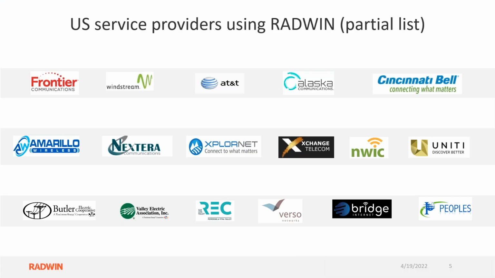Just a little sampling of some of the partners that we use. These are primarily ones here in North America, US and Canada. A couple at the bottom, Butler Electric Cooperative and Valley Electric Association. These are both power companies, utilities that also provide internet service to their customers.